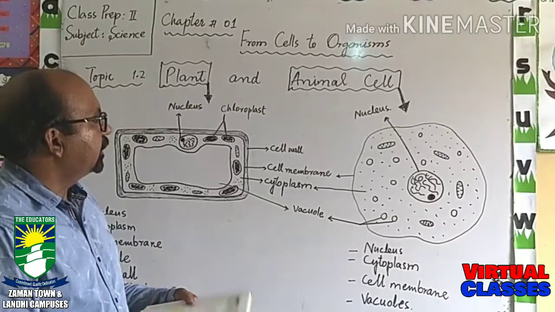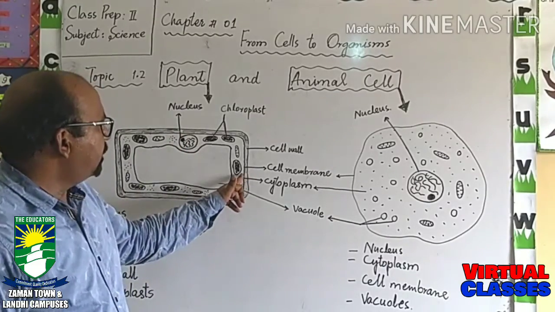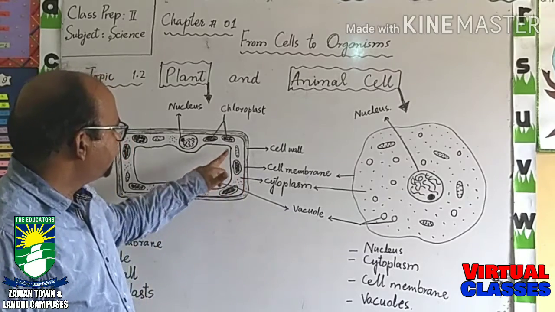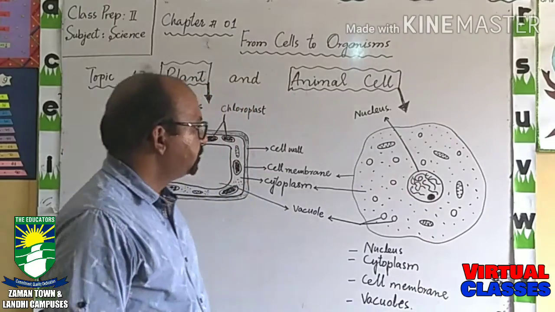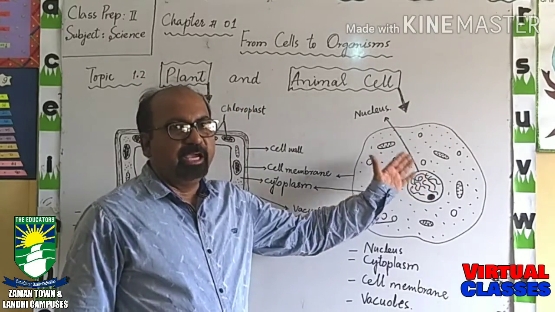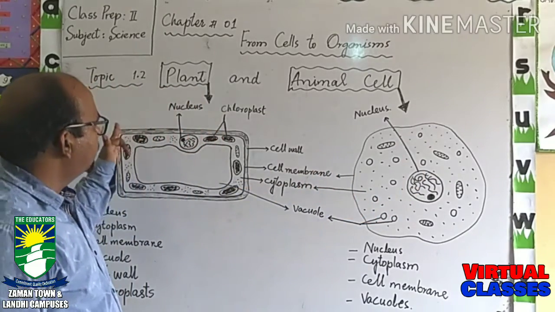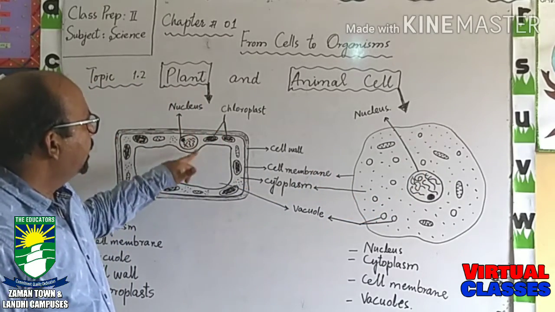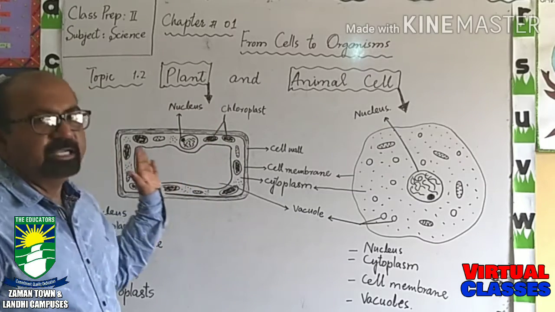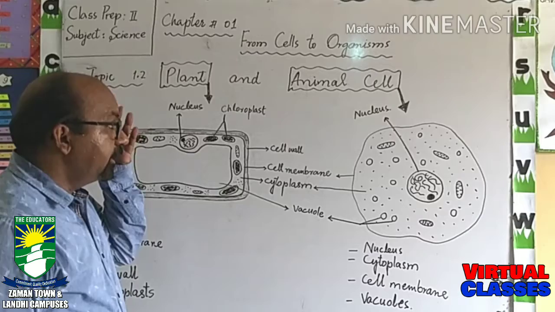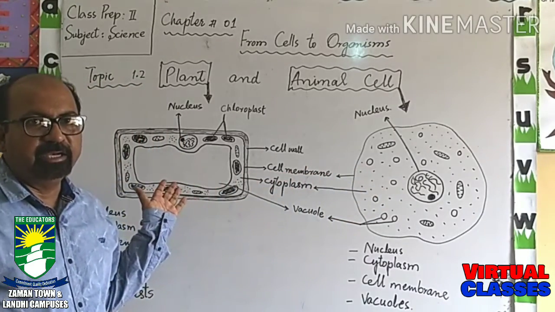The similarities are that we can say the cell membrane is present in the plant cell as well as in the animal cell. The nucleus is present and performing the same function in the animal cell, and it is present in the plant cell and performing the same function. So these are the similarities, and also the cytoplasm. Cytoplasm is also a similarity.